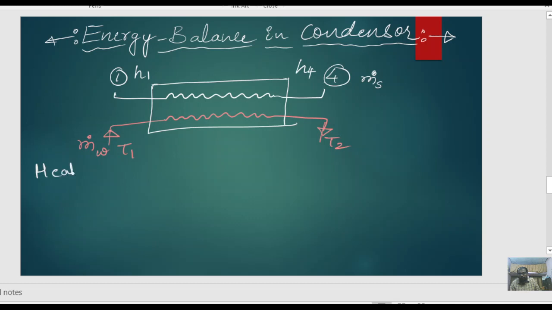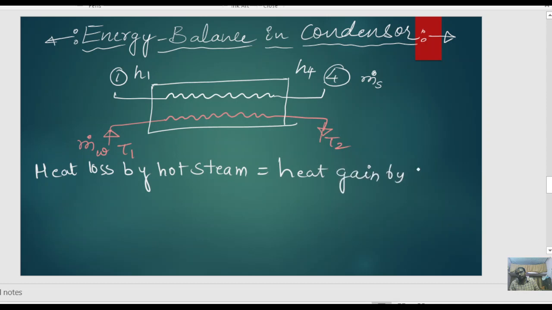Heat loss by hot steam is equal to heat gain by cooling water. What is the formula for heat loss by hot steam?